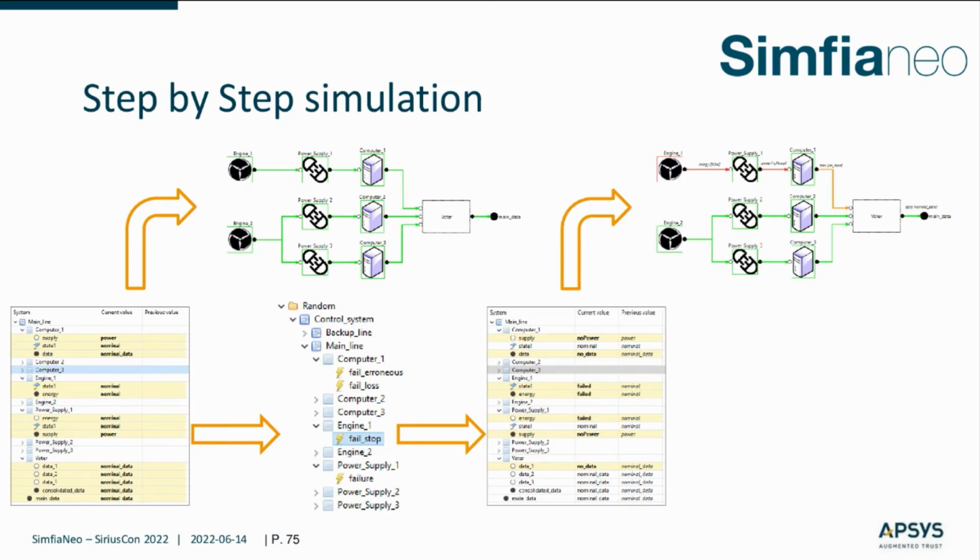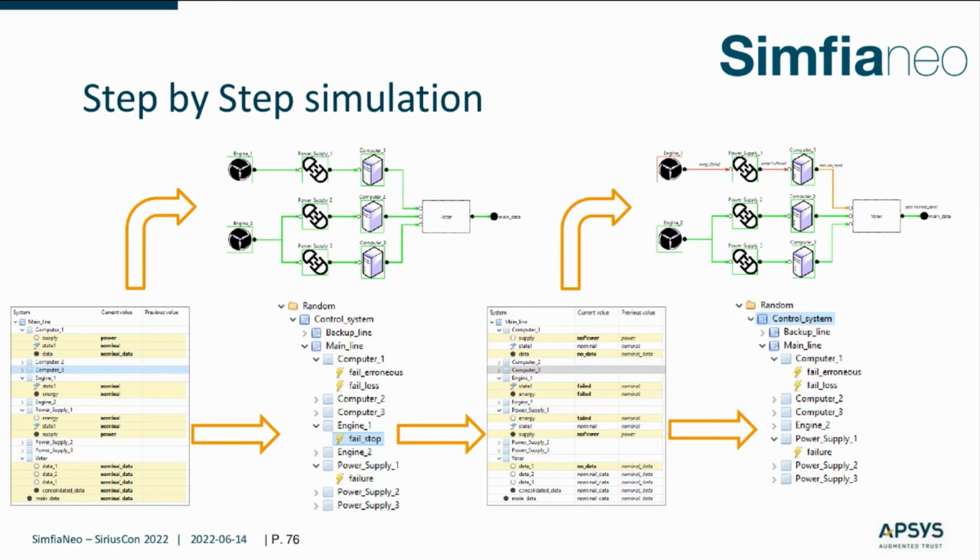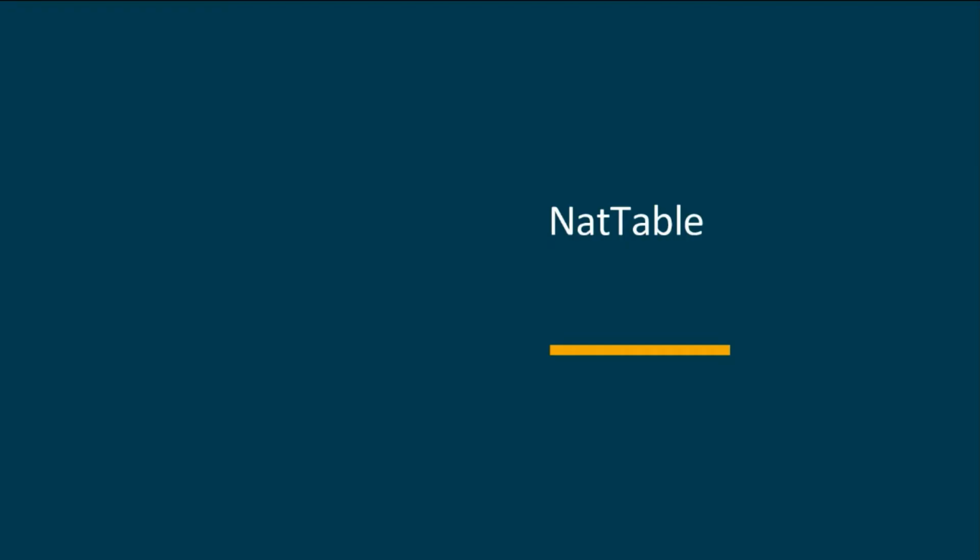Here, the user can easily understand the consequence of the event. We see computer 1 is not able to provide data because it is not powered, but the system is still online thanks to computer 2 and computer 3. The list of triggerable events is updated, and the user can select new events and so on.